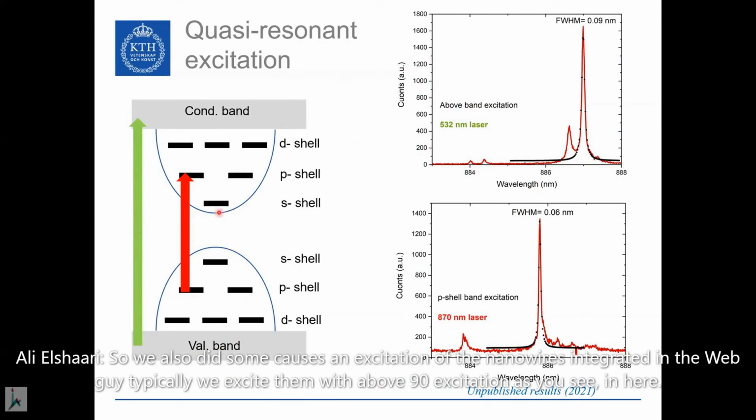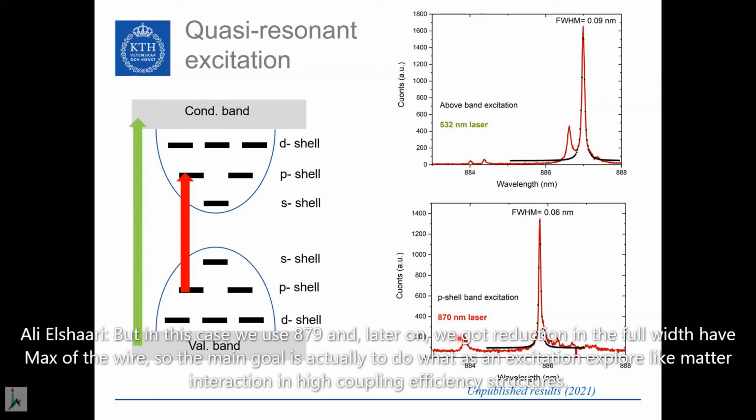We also did some quasi-resonant excitation of the nanowires integrated in the waveguide. Typically, we excite them with above band excitation, as you see in here. But in this case, we used 870 nanometers, and we got a reduction in the full width half max of the nanowire emission. The main goal is to do resonant excitation and explore light matter interaction in high coupling efficiency structures.